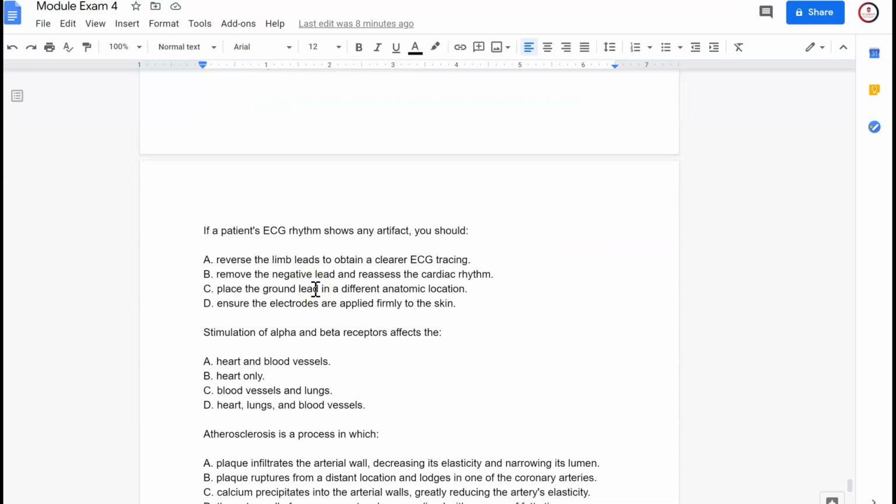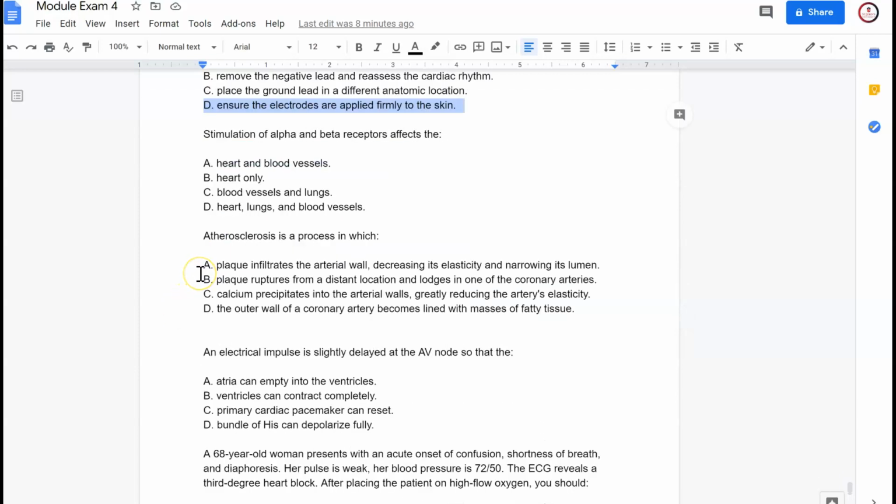If the patient's EKG rhythm shows artifact, you should... Don't reverse the limb leads. You don't remove the negative lead. You just want to make sure that the electrodes are applied firmly to the skin, right? D. It's the best course of action because sometimes you have electrodes that are dried out or the patient's sweaty or hairy. Just make sure that they're on appropriately and firmly.